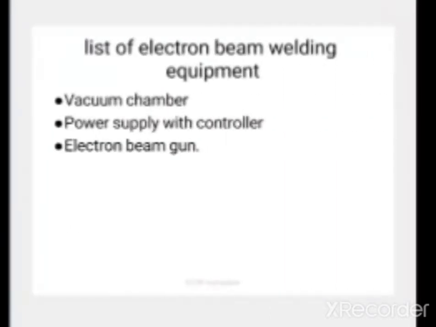The equipment used for electron beam welding has different parts: vacuum chamber, power supply with controller, and electron beam gun.